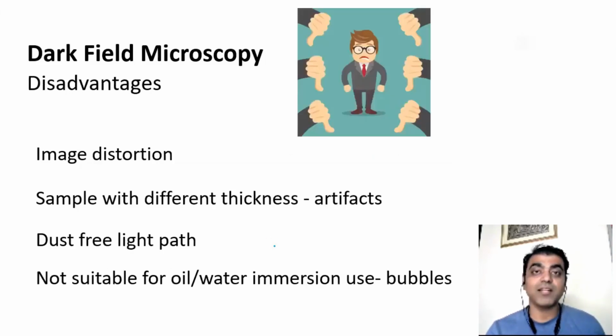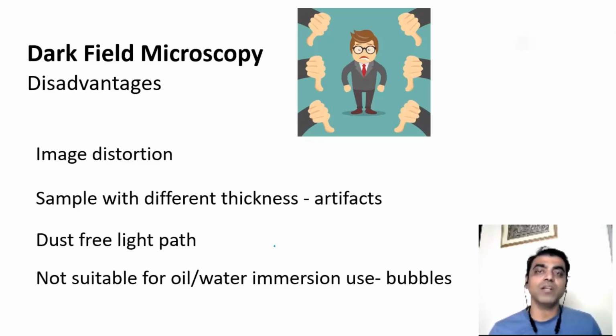But yes, there are also certain disadvantages associated with this type of microscopy. That is, there are cases of image distortions. Image distortions usually occur when the sample is in multiple layers; you do not get a sharp image. If your sample thickness is also varying over the entire field of view, then also you have artifacts and image distortions. One very common problem with dark field microscopy is dust.